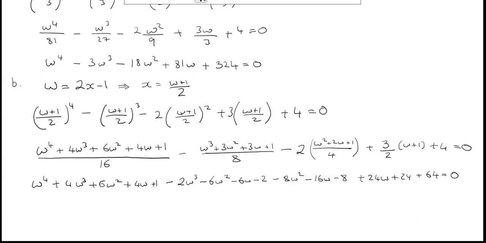And if I simplify that, I've got w to the 4 plus 4w cubed, minus 2w cubed, so plus 2w cubed, 6w squared minus 8w squared, minus 2w squared, minus 16w plus 24w, so plus 8w, 1 minus 8 minus 24 plus 64, so plus 33. And then that's that one.